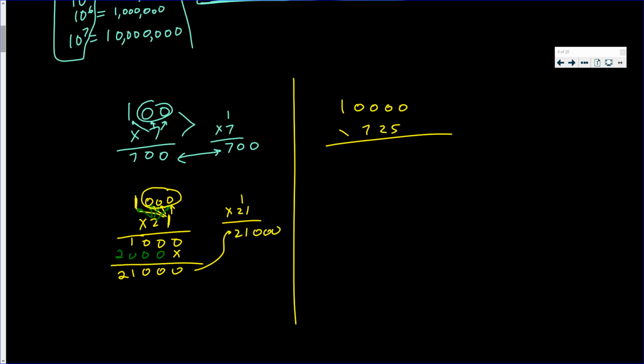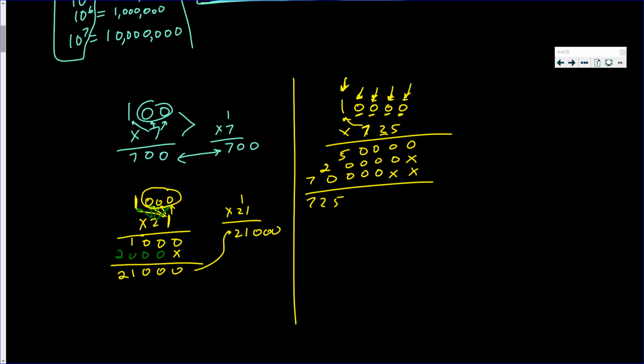725 is, well, 5 times each of those digits will be 0. And then 5 times that digit will be 5. Indent. Now 2 times those 4 digits will be 0. And 2 times the 1 will be a 2. Indent 2 spaces. The 7 times those 4 zeros will be 0. 1, 2, 3, 4. And then the 7 times the 1 will be 7. And if you add these numbers, you get 4 zeros at the end.